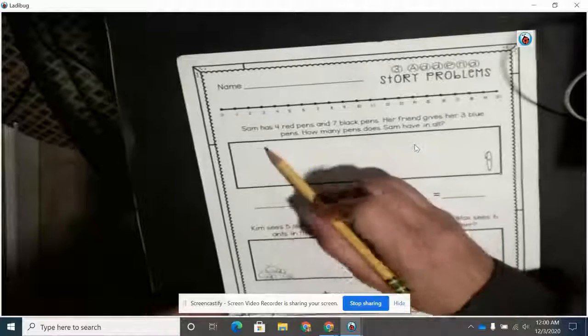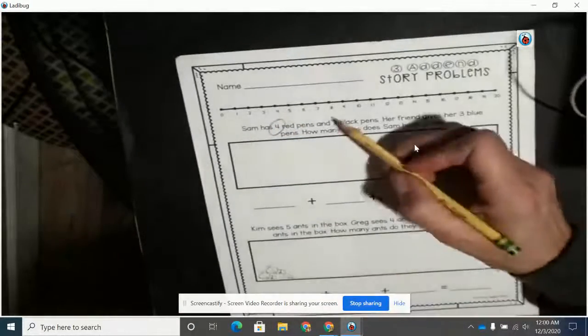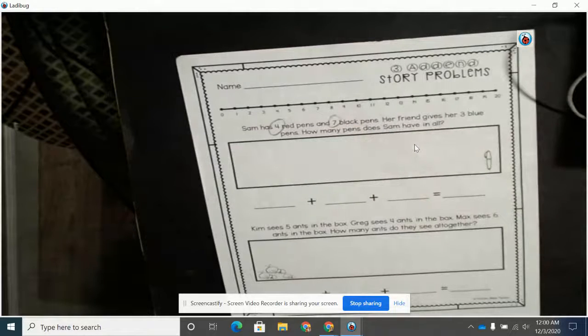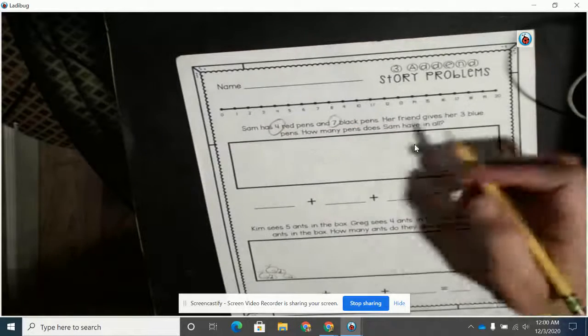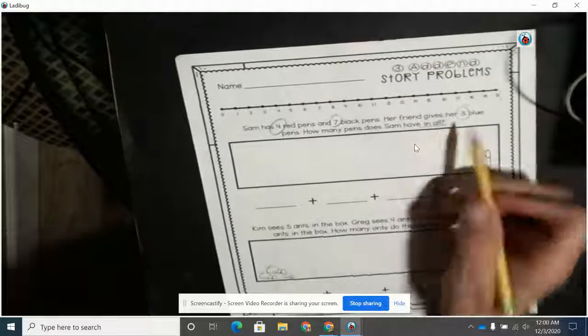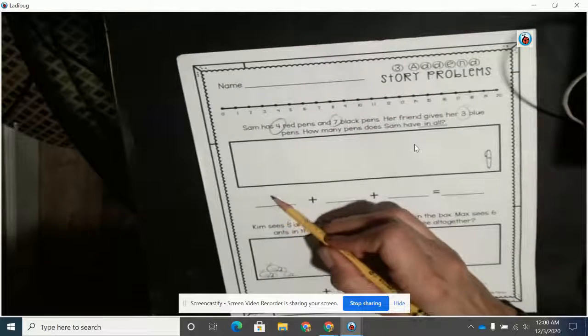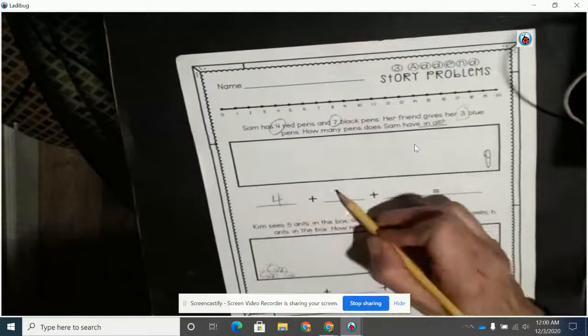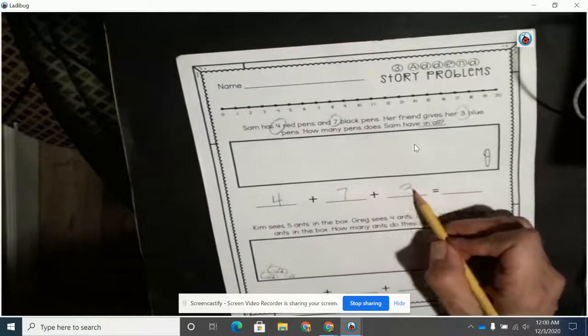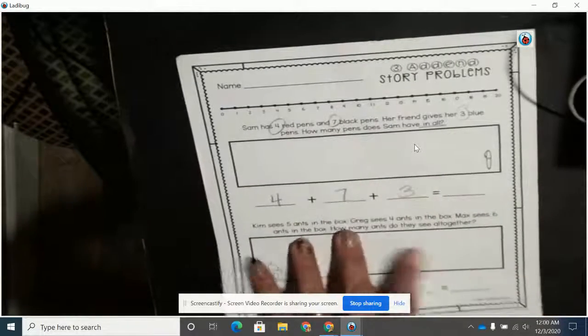So let's do the other side. This one says Sam has 4 red pens and 7 black pens. Her friend gives her 3 blue pens. So how many pens does Sam have in all? Again, keywords just to make sure we know we're going to be adding. So I've got my 4, I've got my 7, and I've got my 3. Oh my goodness. Was that what we had on this side? It is a 4 and a 7 and a 3.